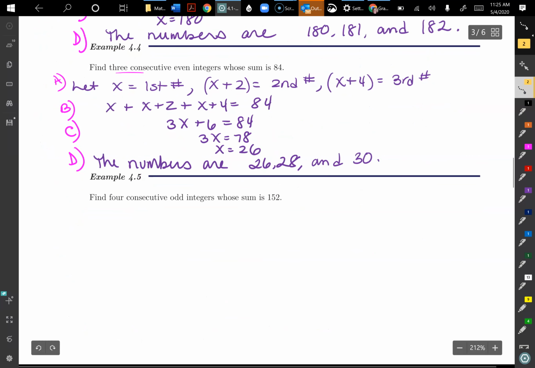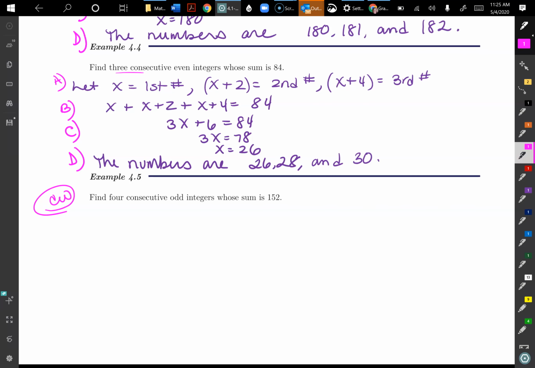So this last one here for this section 4.1, and we'll stop this video and I'll make a new one for 4.2. But find 4 consecutive odd integers. So it's odd, but the layout is the same because you're just skipping over that even number. So go ahead and try that one on your own. This will be a classwork. Okay, so pause and do it all by yourself, and then I'll write the answers up.